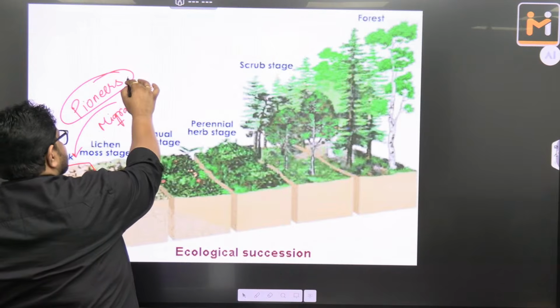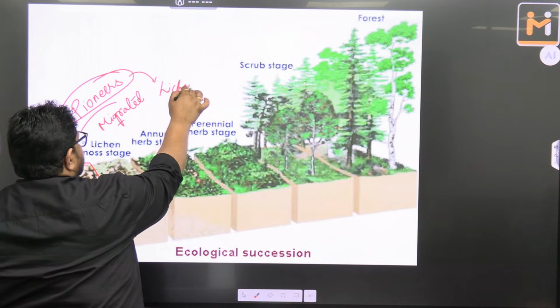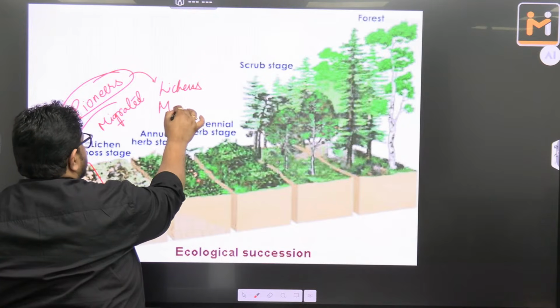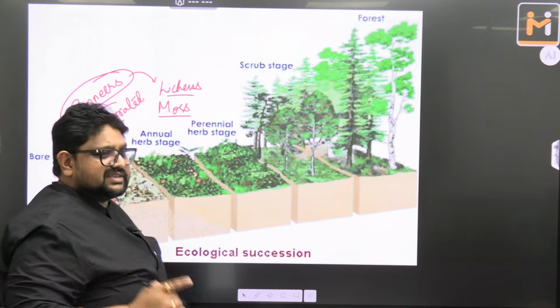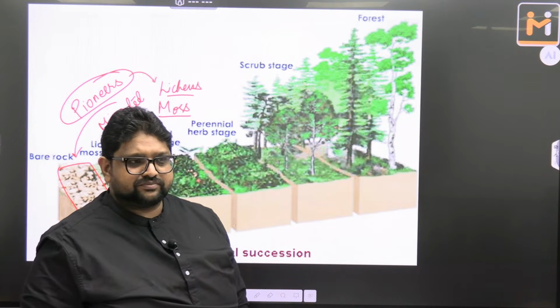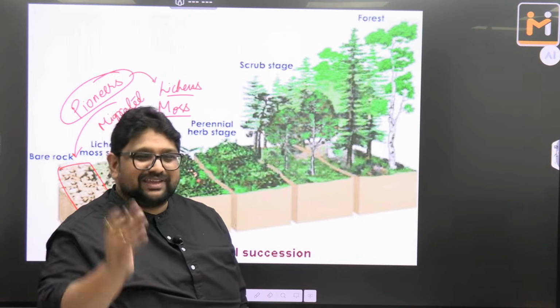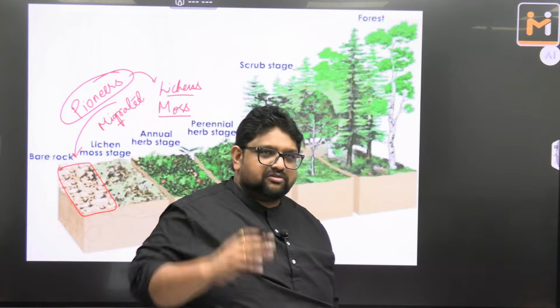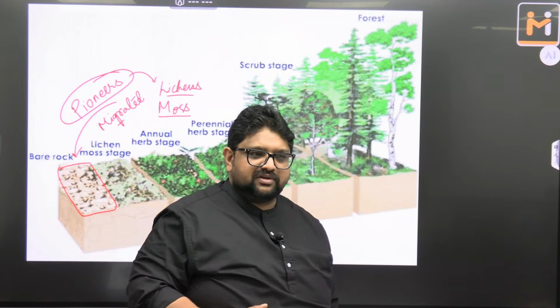Okay, examples of pioneers are lichens and mosses. These two are the organisms which can survive without soil. They come and sit on the rock. Mosses can survive because they can do photosynthesis. They take energy from the sun, make food, and survive.